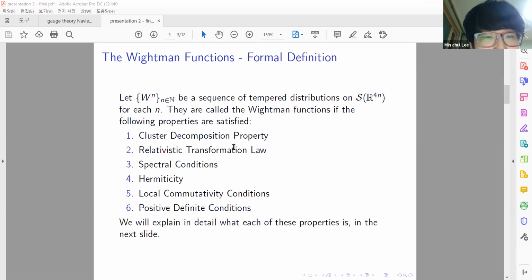So let us see what Wightman functions are. They are a sequence of tempered distributions on the Schwartz space for each natural number n, and they are called Wightman functions if the following properties are satisfied. The first is the cluster decomposition property. The second is the relativistic transformation law. The third is the spectral condition. Fourth is hermiticity. Fifth is the local commutativity condition. And the last is the positive definiteness condition. We will explain in detail what each of these properties is in the next slide.